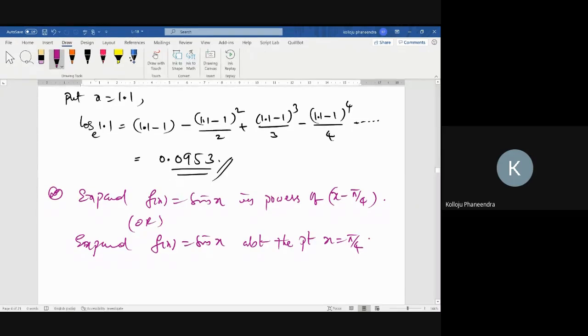Okay, today we have discussed only simple problems. The successive differentiation formula, I will tell tomorrow. Any doubts?